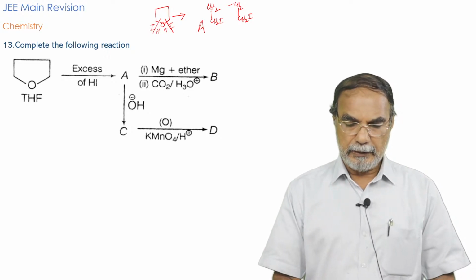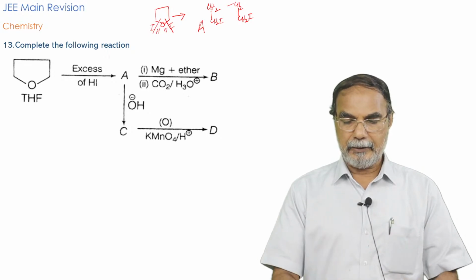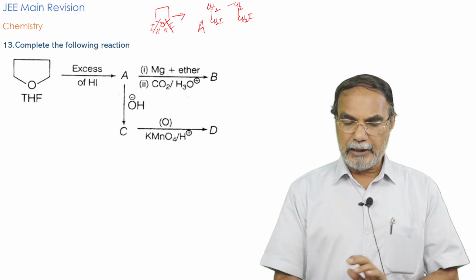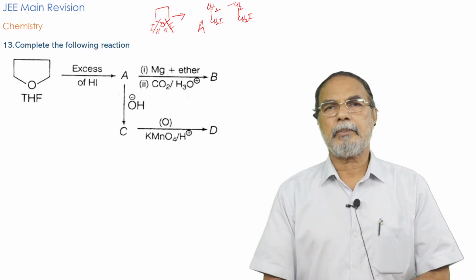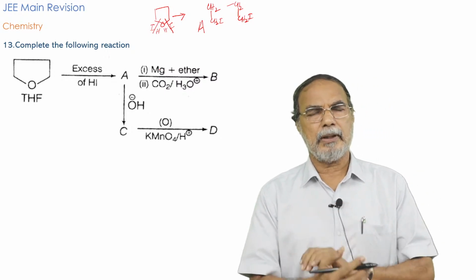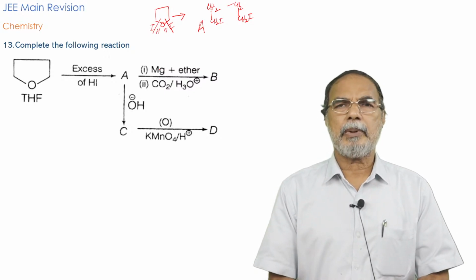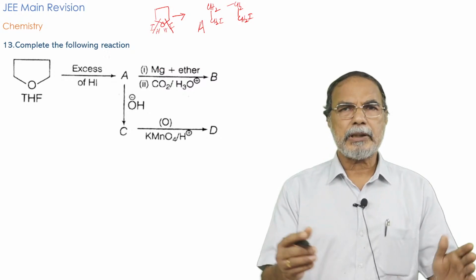Now you are performing a reaction on A. On this compound you are doing a reaction. What's the reaction? The reaction is with magnesium in the presence of ether, in ether medium. Ether is a solvent for preparing a Grignard reagent. So you react with magnesium in the solvent ether, and it forms the Grignard reagent.